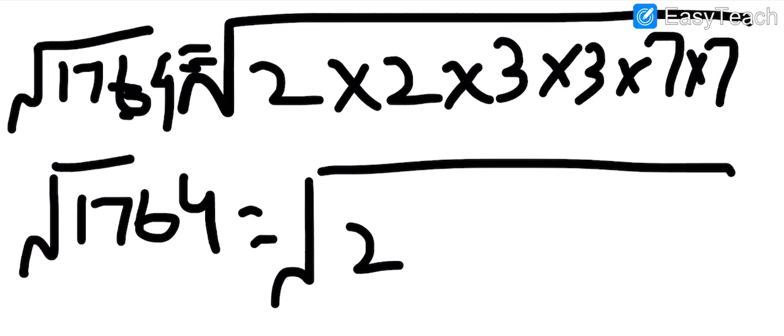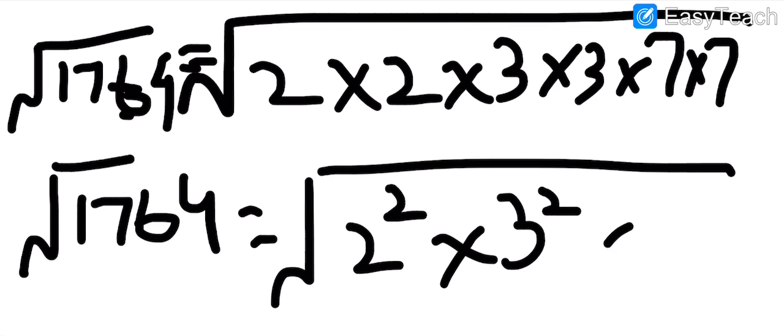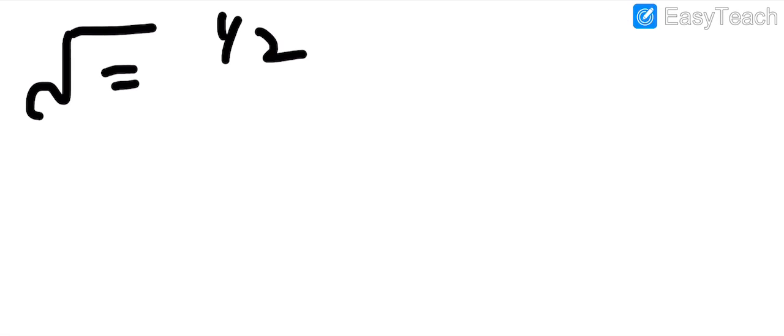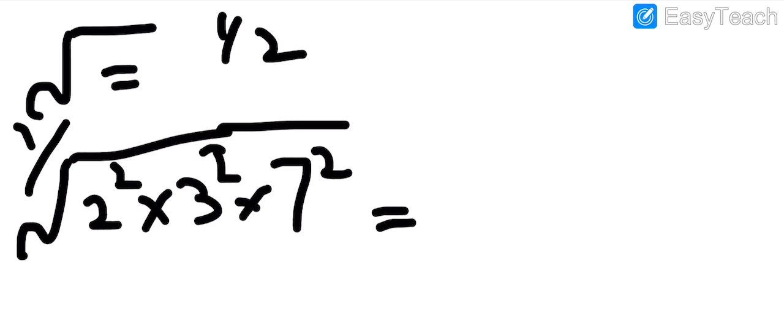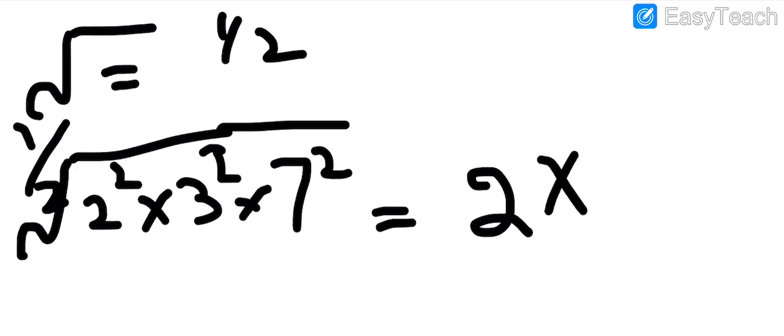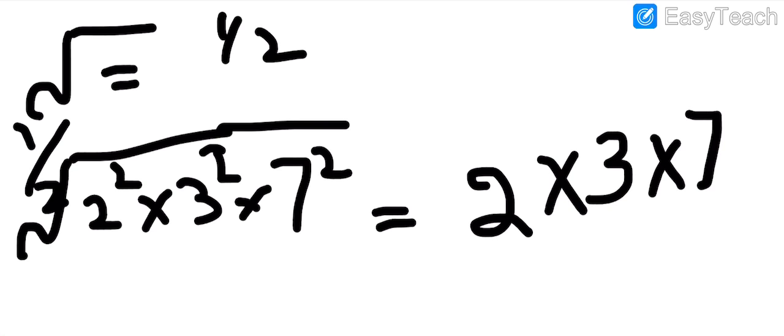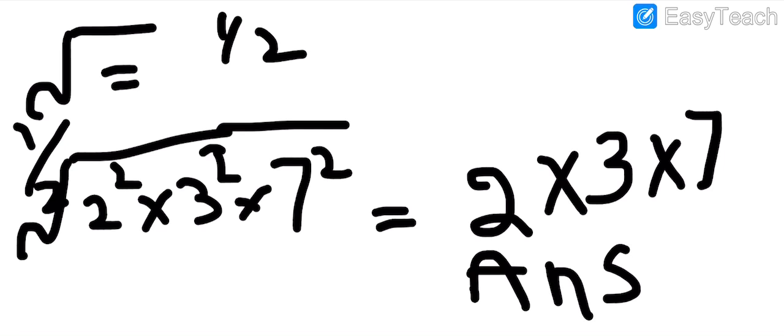2 square, 3 square, 7 square. Can I write it this way? Yes. I told you this means power 1 by 2. Means when I open this, 2 square, 3 square and 7 square, they all will be cancelled with this 1 by 2 thing, and we'll have 2 into 3 into 7 as the answer of prime factorization under root 1764.